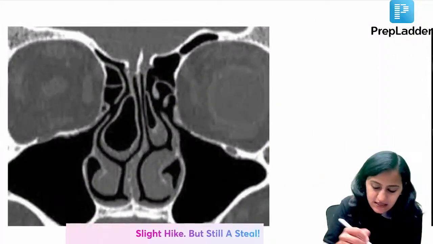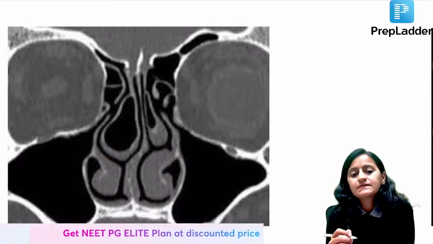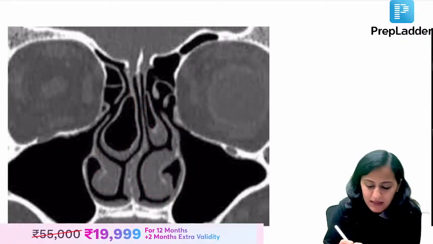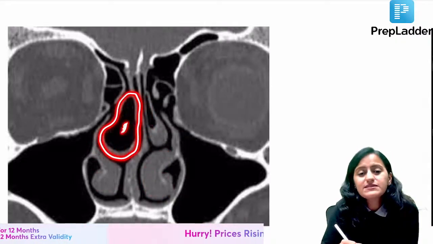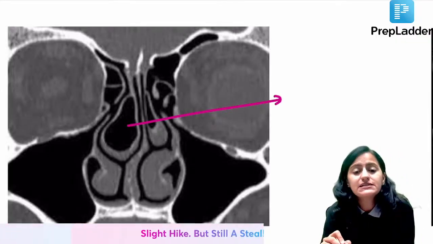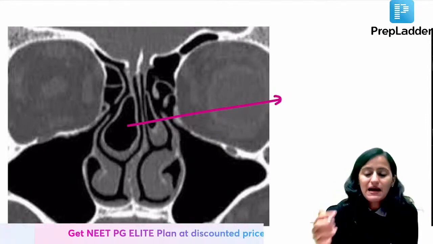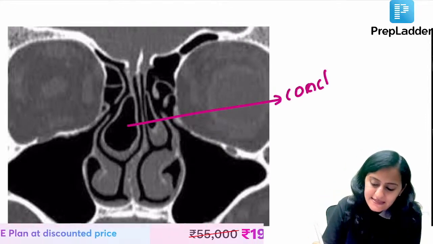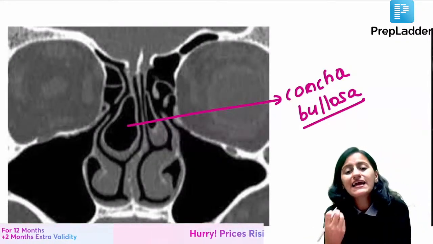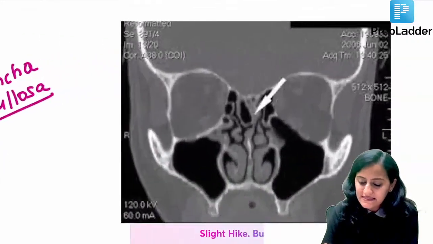What are you seeing here? What is this structure here? This is the inferior turbinate. This is the middle turbinate. What is abnormal in the middle turbinate? The bone. What is the bone containing? Black air. So what is this called? Pneumatized middle turbinate. Because of that, the middle turbinate has become like a bulla, expanded like a bulla. So this is called concha bullosa, air pneumatized middle turbinate. Concha bullosa. One of your INICET exam questions.